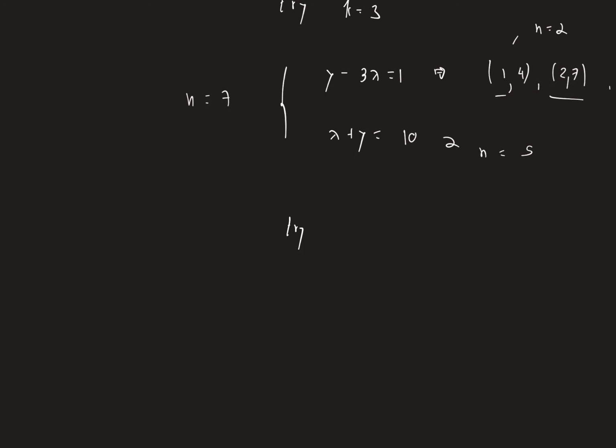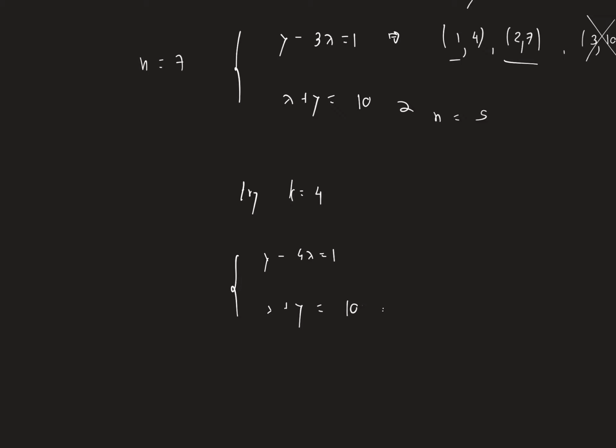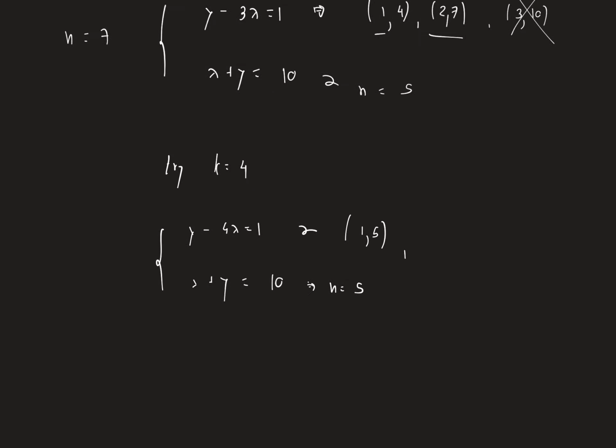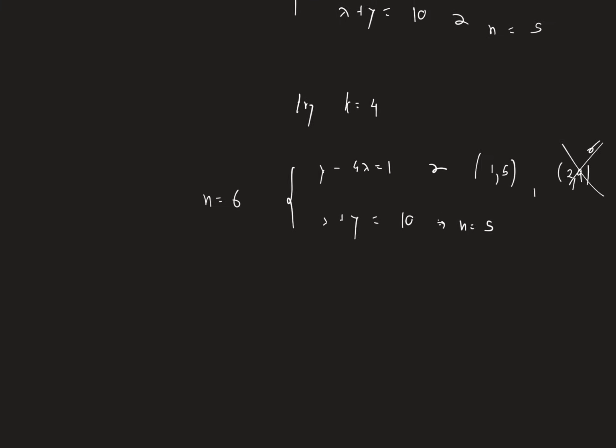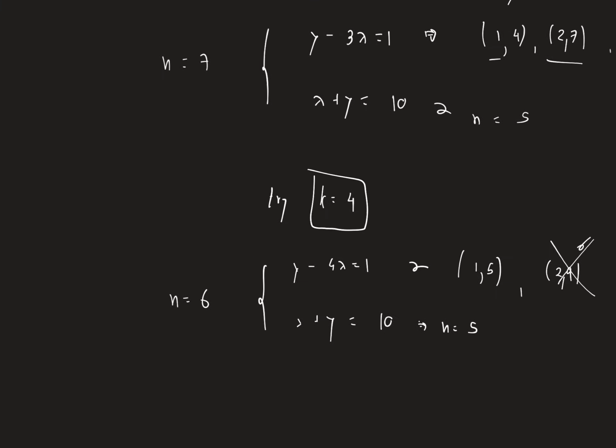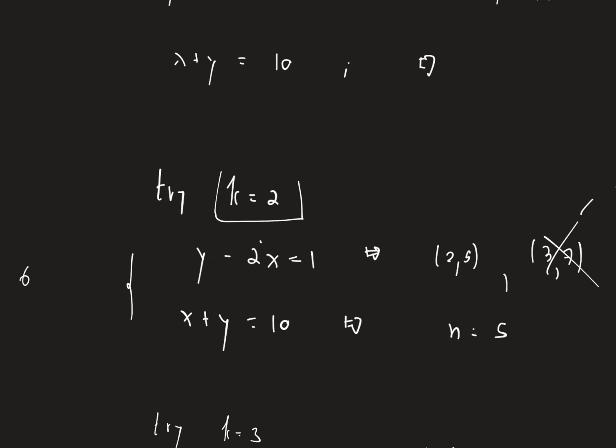So next is when you try k as 4. Y minus 4x equals 1 and, sorry, x plus y equals 10. So this n equals 5 once again, and in this case, 1, 5 works very well. And, well, how about 2, 9? Well, 9 is not in the case, so we can't use it. So here, the whole number is 6. So the possible values are when k equals 4 and k equals 2.